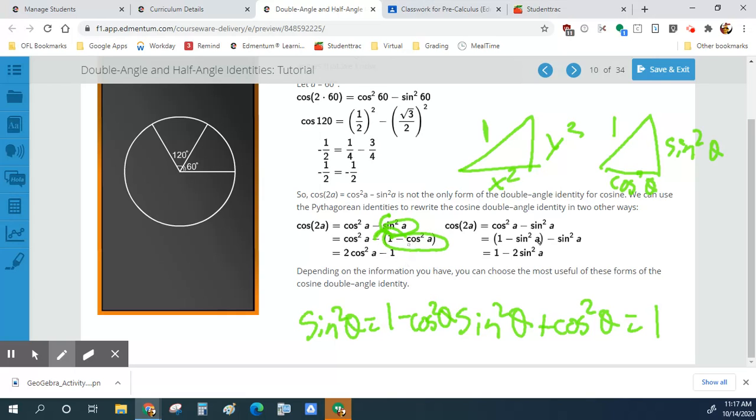And by distributing it, we get this plus cosine here, which will allow us to turn this into 2 cosine. So we have 2 cosine squared. So that's where we get that from.